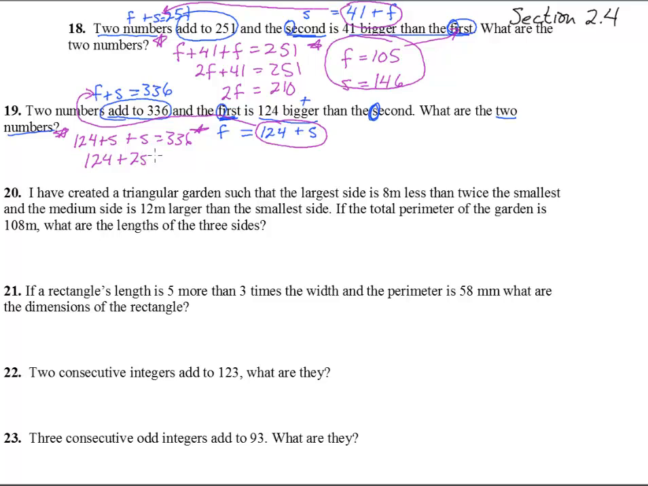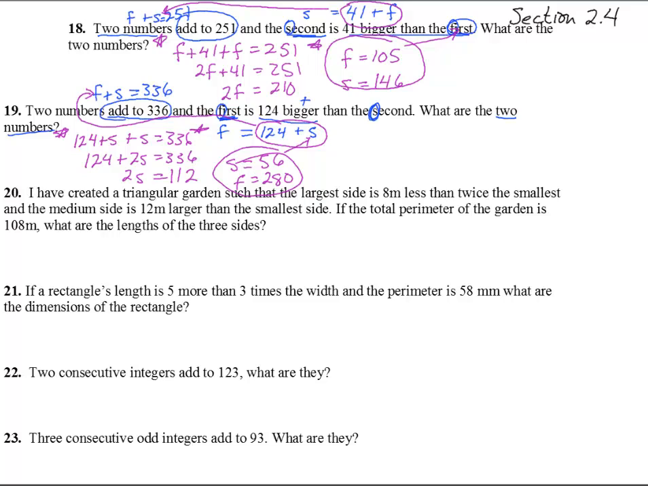124 plus 2s equals 336. Subtract 124 and we get 2s equals, oh boy, 112. Divide both sides by 2 and we get s equals 56. So the second is 56. The first is 124 bigger than the second, so 124 plus 56 is 280. And they really do add up to 336, and this guy's 124 bigger. So there are our two numbers right there.